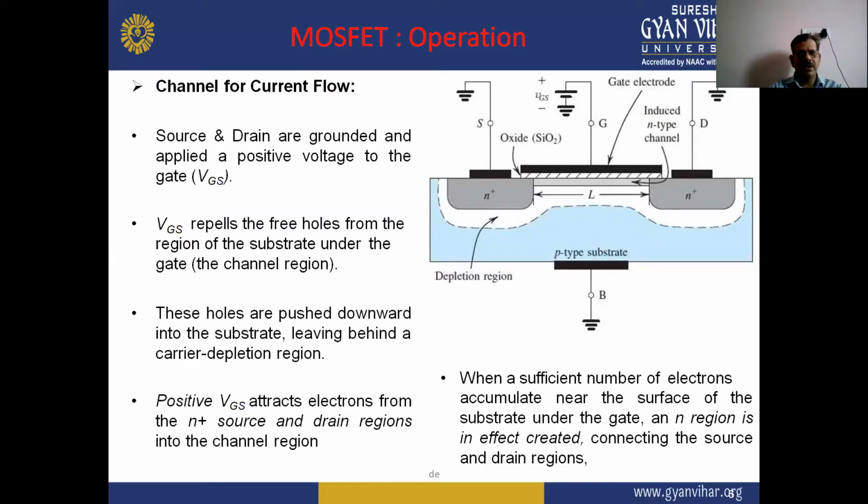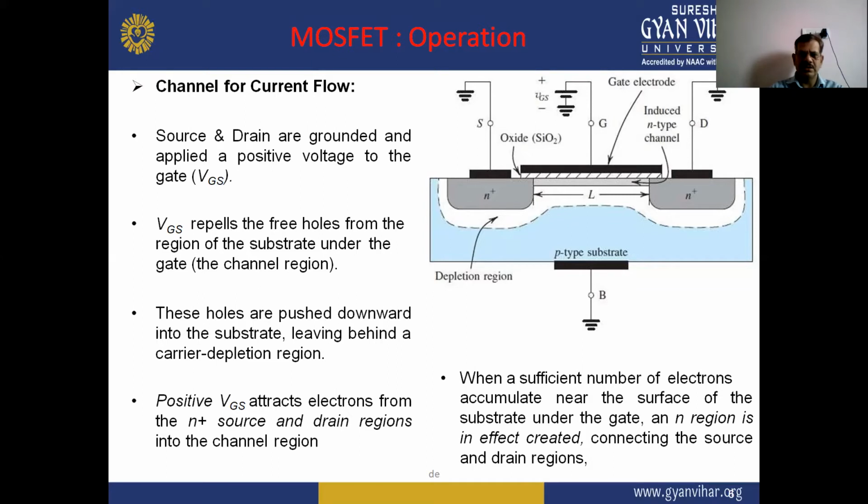And next one, channel for current flow in the operation of MOSFET. In this diagram, the source and drain are grounded and a positive voltage is applied to the gate, that is the VGS. The VGS repels the free holes from the region of the substrate under the gate, the channel region, and these holes are pushed downward into the substrate, leaving behind a carrier depletion region. And positive VGS attracts electrons from the N plus source and drain regions into the channel region. When a sufficient number of electrons accumulate near the surface of the substrate under the gate, an N region is in effect created, connecting the source and drain regions.